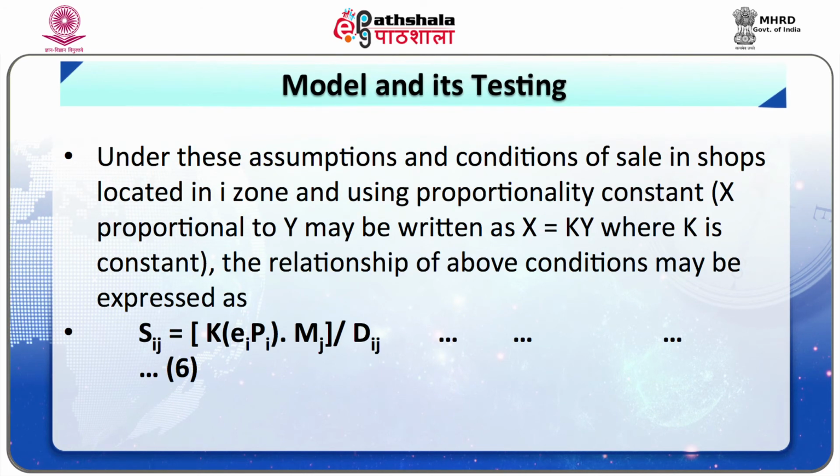Now 4, model and its testing. Under these assumptions and conditions of sale in shops located in I zone, and using proportionality constant, that is x proportional to y, may be written as x is equal to ky, where k is constant. The relationship of above conditions may be expressed as Sij is equal to k into Ei Pj into Mj into Dij, as shown in equation 6.